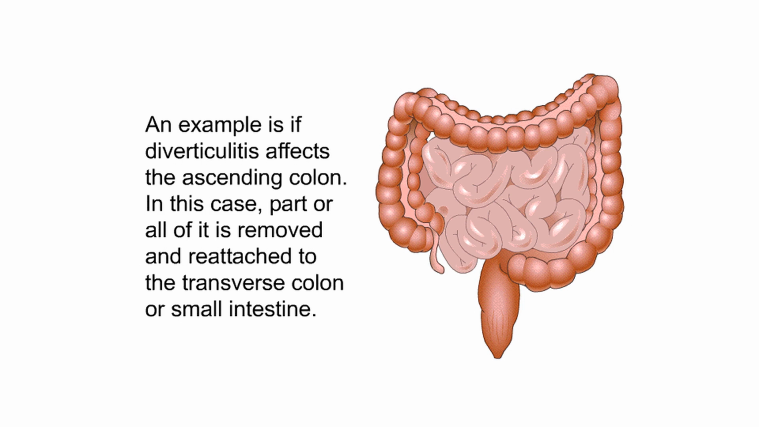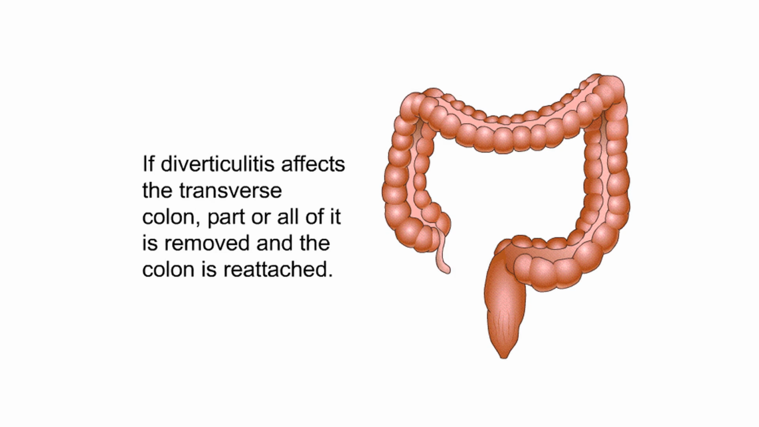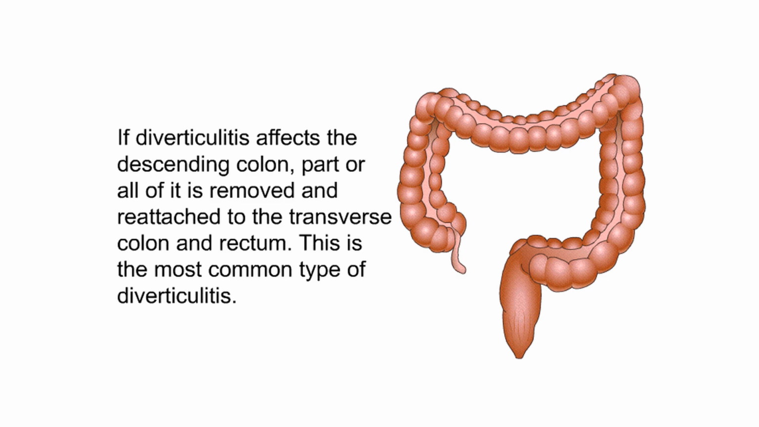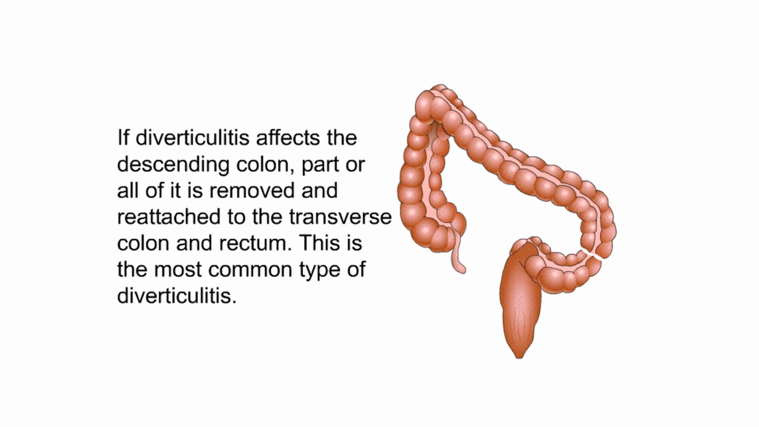An example is if diverticulitis affects the ascending colon. In this case, part or all of it is removed and reattached to the transverse colon or small intestine. If diverticulitis affects the transverse colon, part or all of it is removed and the colon is reattached. If diverticulitis affects the descending colon, part or all of it is removed and reattached to the transverse colon and rectum. This is the most common type of diverticulitis.